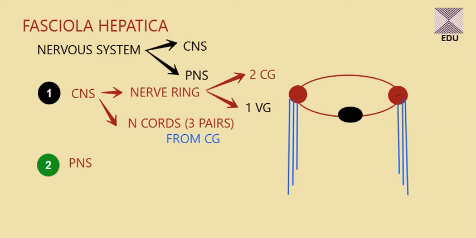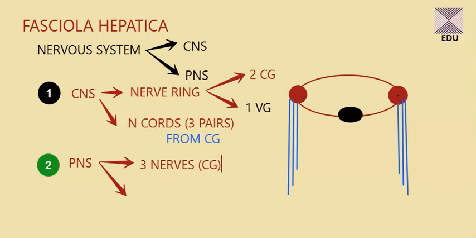The peripheral nervous system also comprises 2 units. So these are the 2 main components. The very first component is the 3 nerves which are going to the anterior side, and these 3 nerves are also arising from the cerebral ganglia.